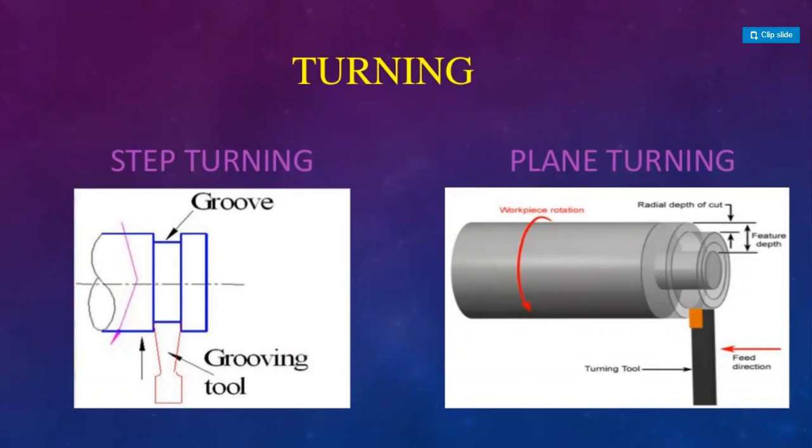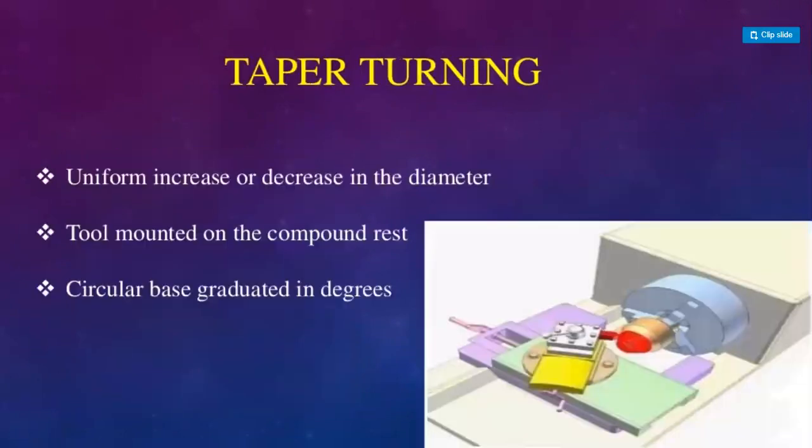At first, this is turning. In this picture, we can see there are two types of turning, step turning and plain turning. On the left hand side, we can see the picture of step turning, and on the right hand side, we can see the plain turning picture. Through this turning operation, we can basically reduce the diameter of our job.